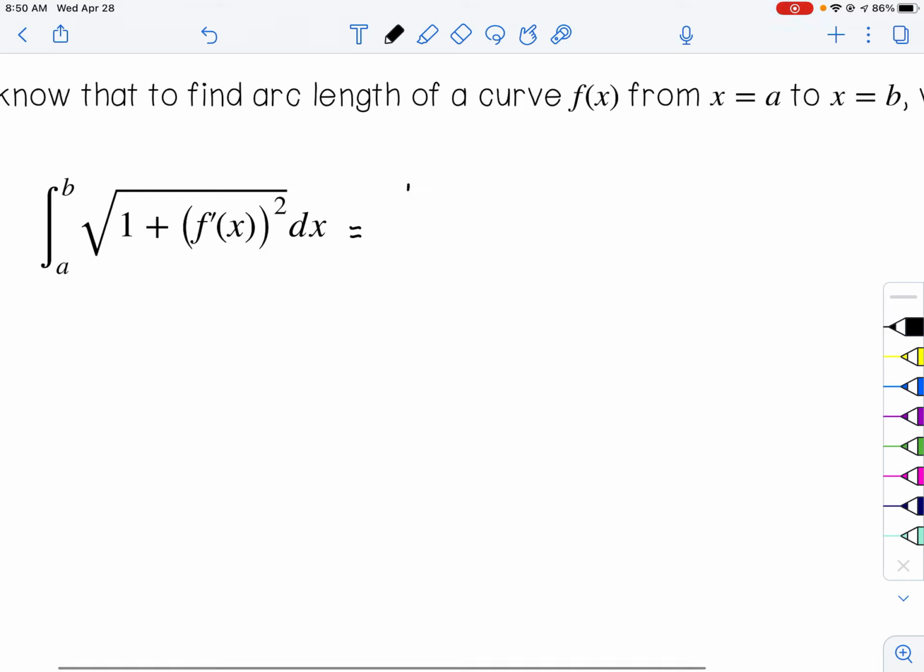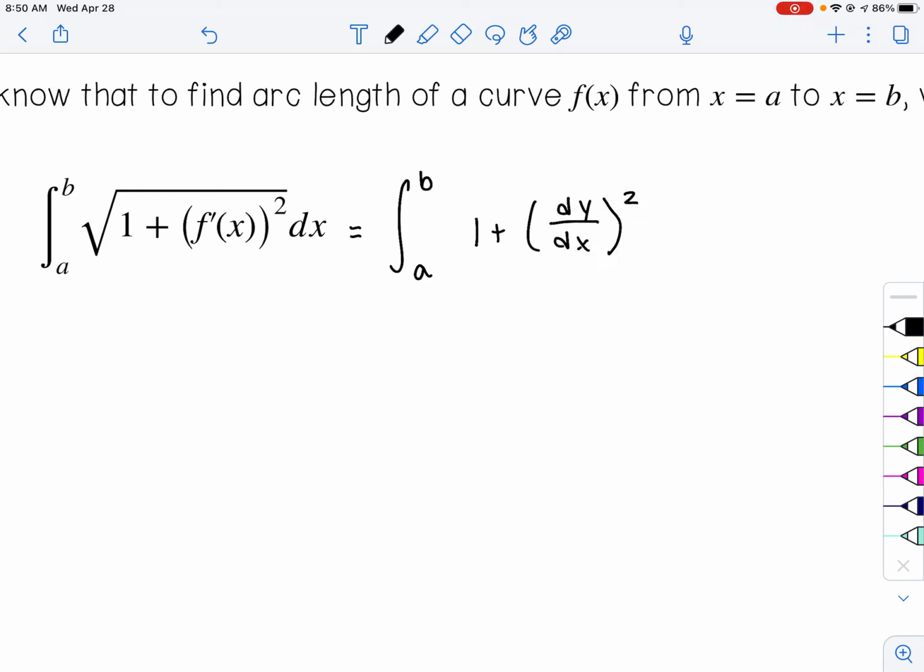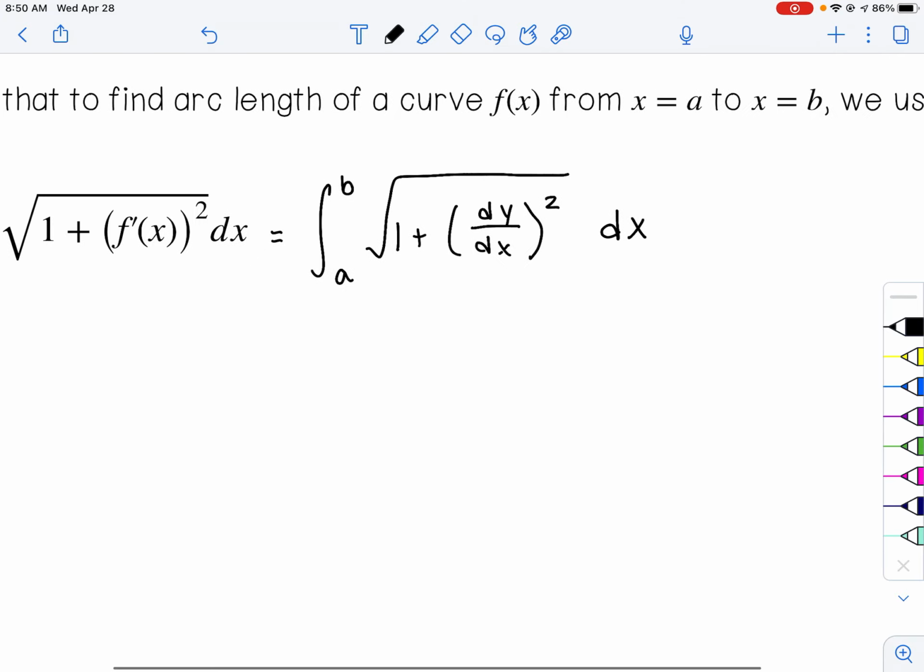So we can say, well, f prime is really just dy/dx. So let's rewrite this as the integral from a to b of the square root of 1 plus (dy over dx) all squared, times dx. We want dt's to start showing up, because our parametric equations are in terms of t, our parameter. So we need to have a dt in there.